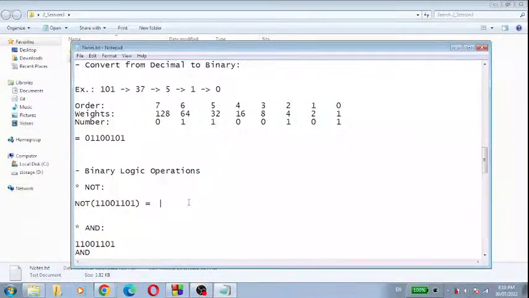So this one is going to be 0, and the next one is going to be 0, and the two zeros are going to be ones. Then the next ones are going to be zeros. Then we have 1 and then 0. Okay, it's very simple actually. So the not operation makes every one 0, and every 0 it makes 1. So simple actually.